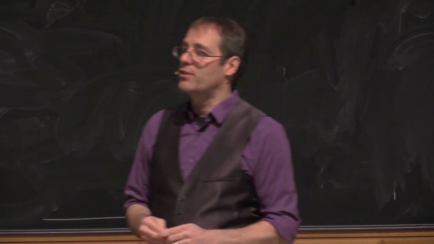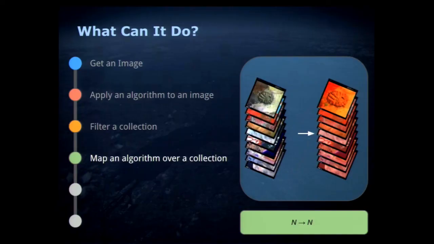Once you've got a collection that's filtered, you can now map an algorithm over that collection. And this is where the computer science stuff starts to kick in that you don't need to know, but my computer science guys have put together for you. Google popularized a parallel processing technique called MapReduce. Mapping an algorithm over a collection means applying an algorithm to every element in the collection. So every image in the collection.